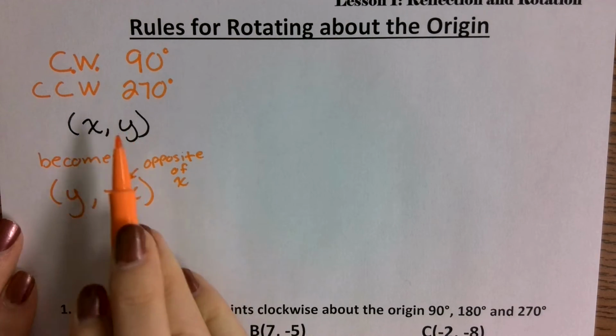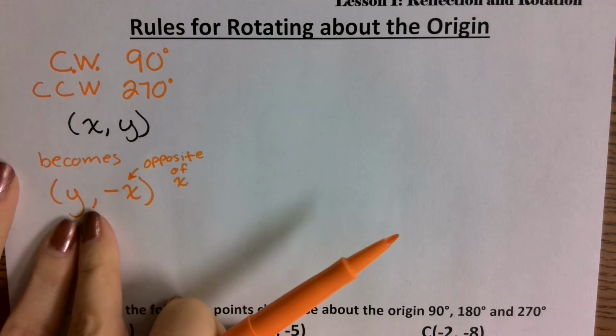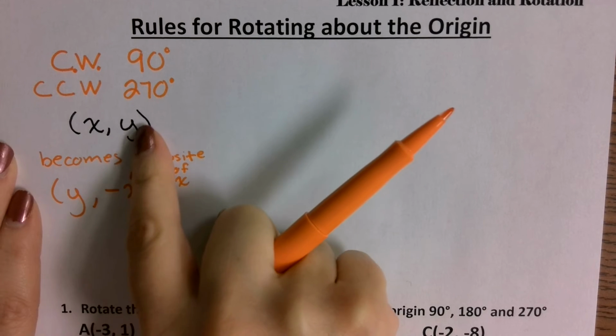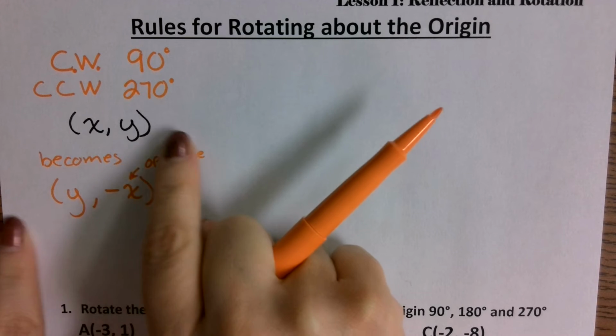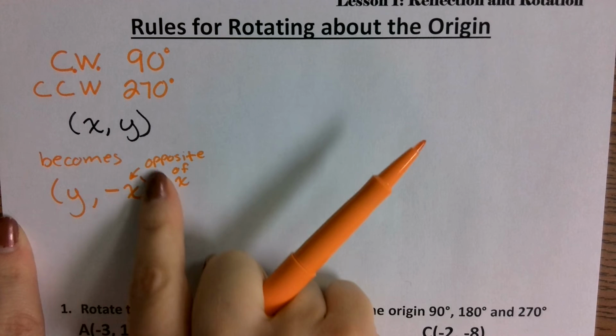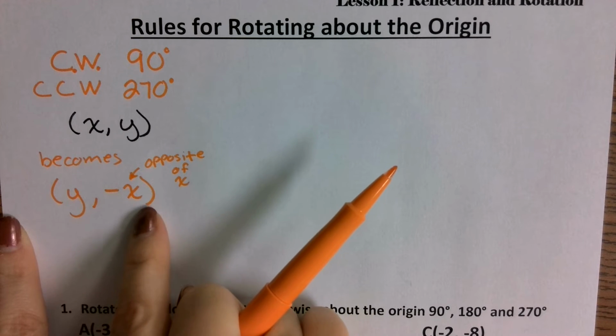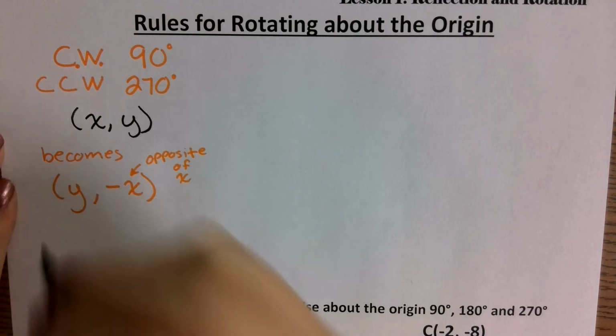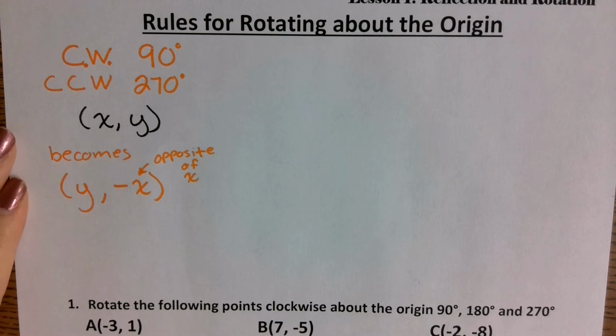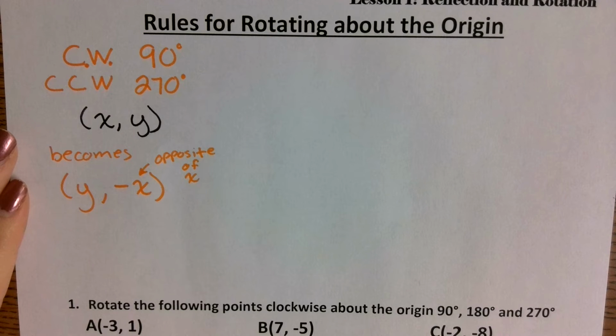Your original point of XY becomes Y, opposite of X. So where your Y originally was, it now goes into your X position. Where your X originally was now goes into your Y position, and it becomes its opposite. Yes? So basically, you're saying that I feel like clockwise is like 200 degrees, that counterclockwise would be 160 degrees? Yeah, they're the opposites.